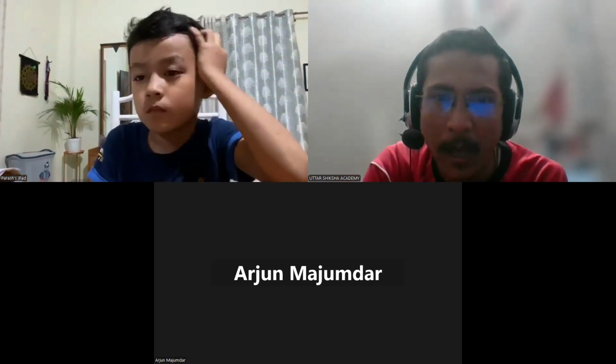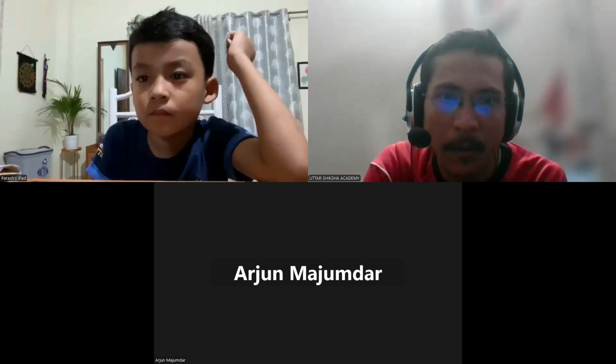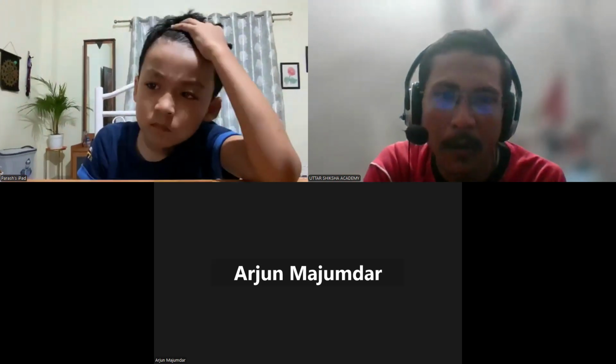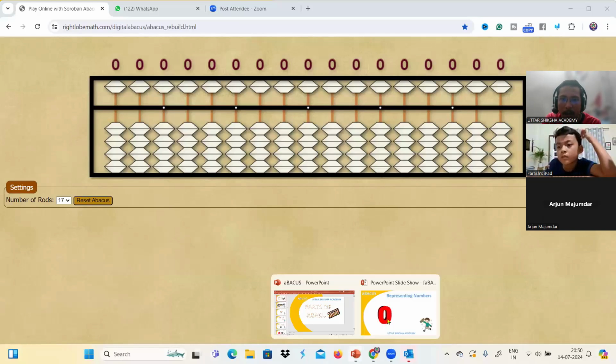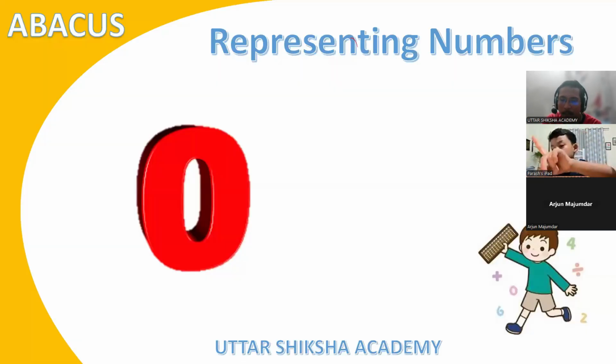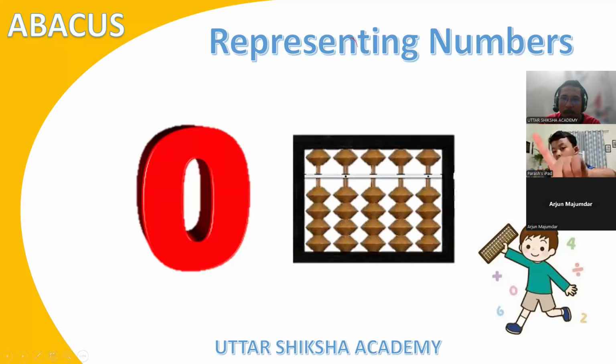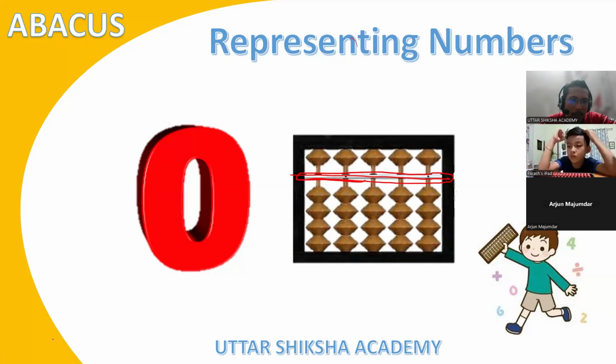So now after 0, we have to learn to represent 1. So this is the 0 position. See, no beads are touching this middle beam. You can say this is a beam. If no beads are touching this beam, then this is the zero position of the abacus. This abacus is representing the number 0.